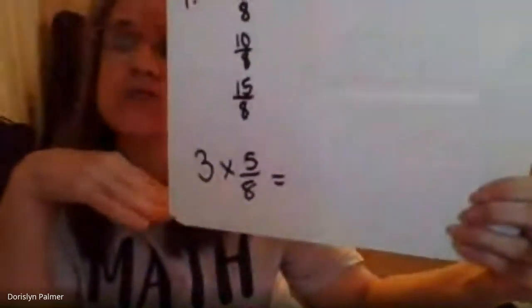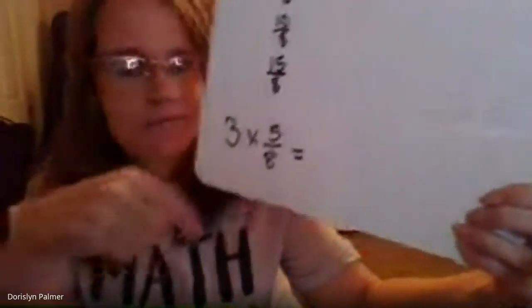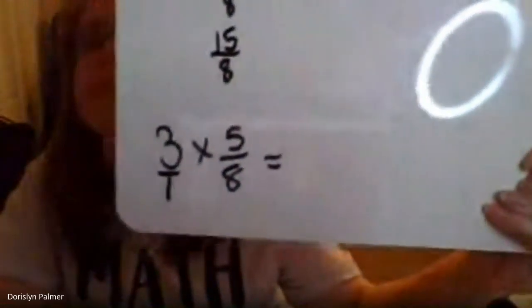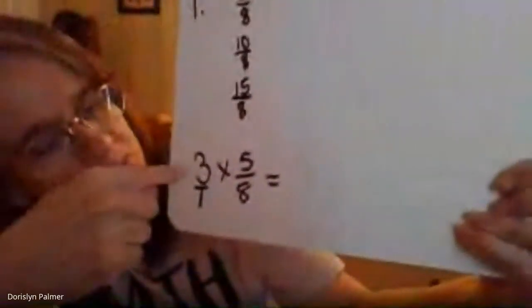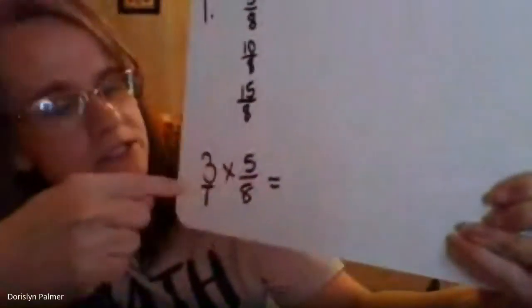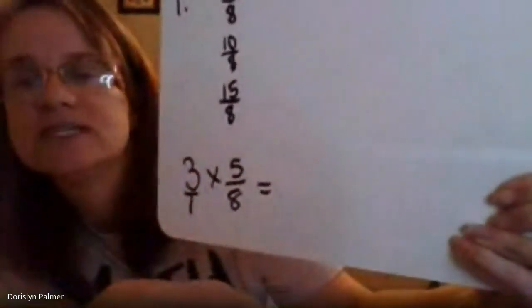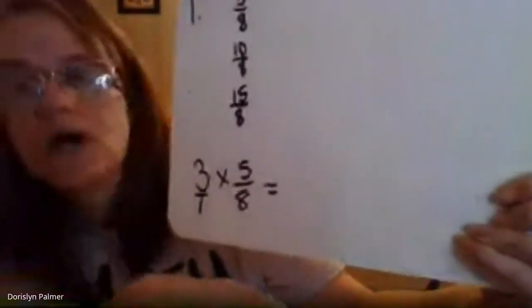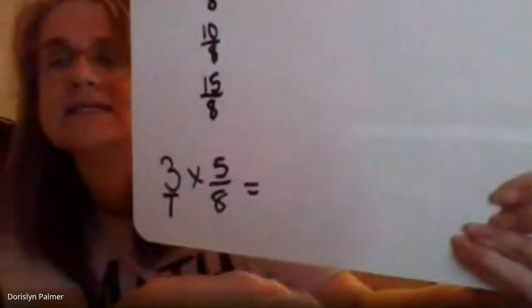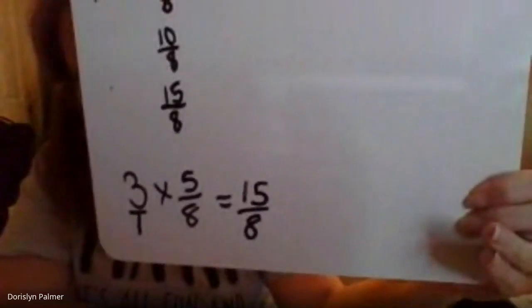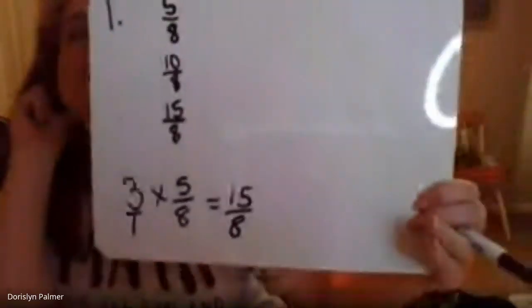Multiplying fractions is really pretty easy. Remember, that number 3 is like a fraction. It's like 3/1, the same thing. When you multiply fractions, you just multiply straight across your numerators. So 3 times 5 is 15, and 1 times 8 is 8. So 3 times 5/8 equals 15/8. Okay? So that's how you do number 1.